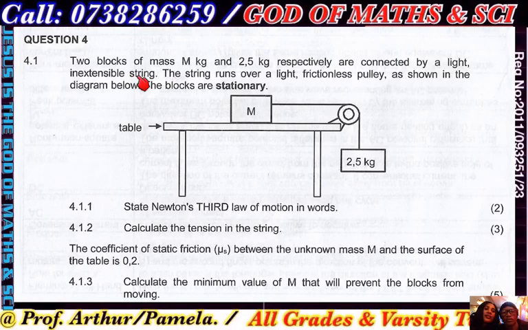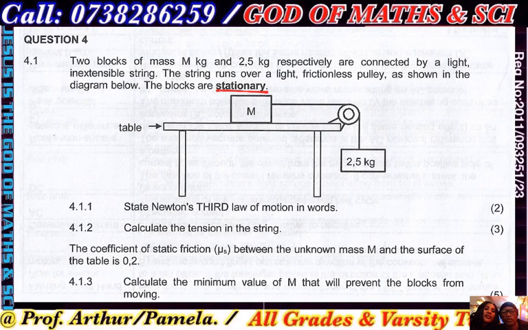Continuing with Newton's laws of motion and forces. Question number 4. Two blocks of mass m kilogram and 2.5 kilogram, here's m, here's the 2.5 kilogram, respectively, are connected by a light inextensible string. The string runs over a light frictionless pulley, as shown in the diagram below. The blocks are stationary. The blocks are not moving.